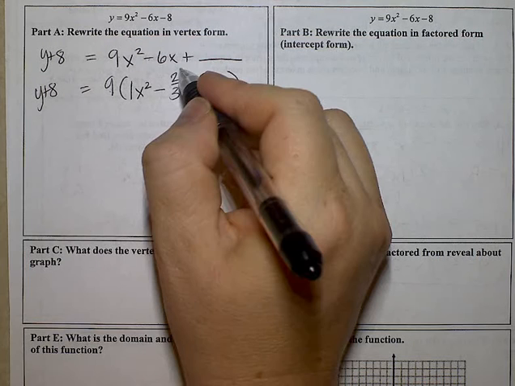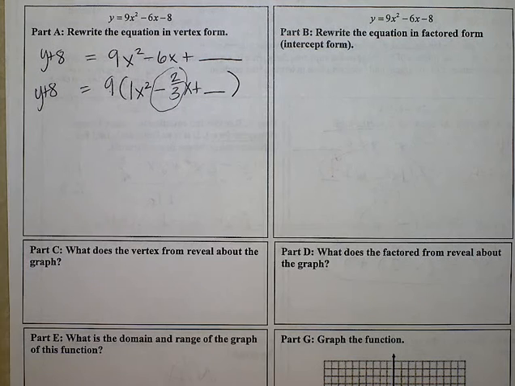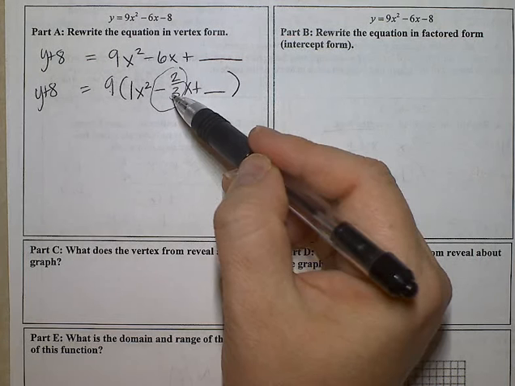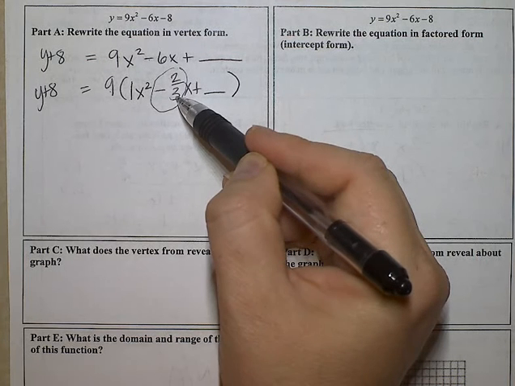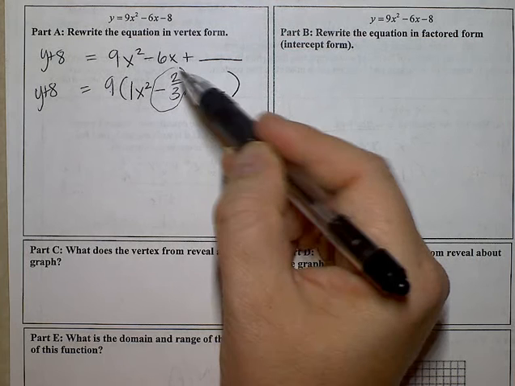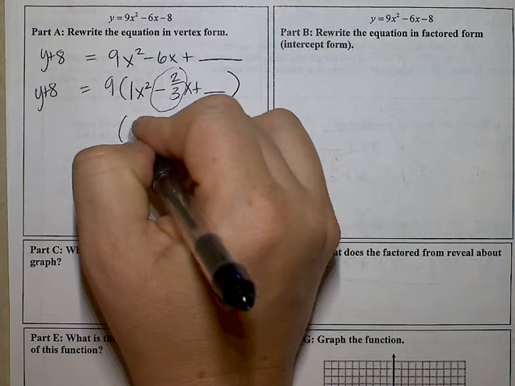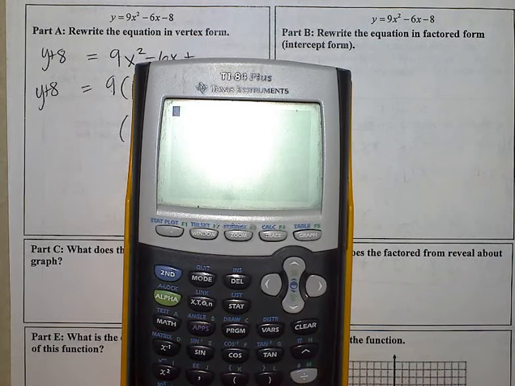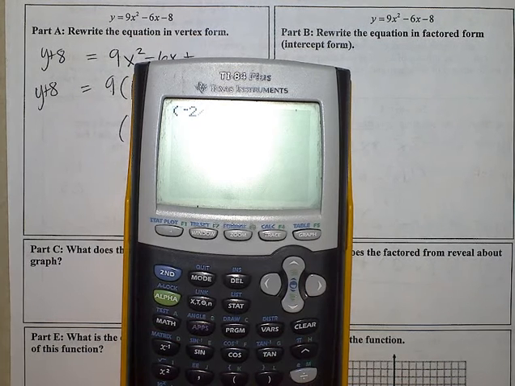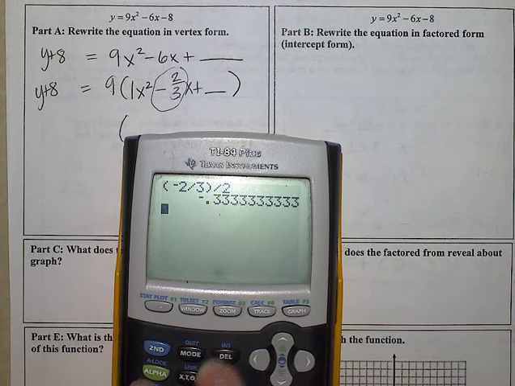Okay, now take the b value and divide it by 2. Now you could do that in a calculator, just realize that what you really end up doing is you double the bottom number. So when I double 3, it becomes a 6. And 2 over 6 can reduce to 1/3. But if that is confusing to you, you're welcome to use a calculator and go negative 2/3 divided by 2, then hit math, fraction, enter, enter.